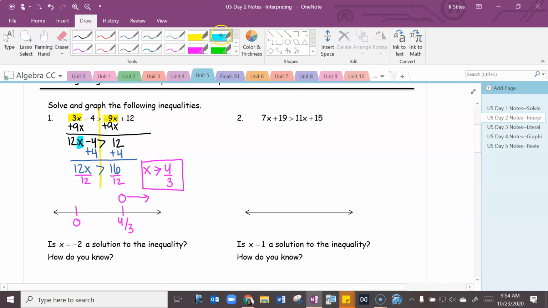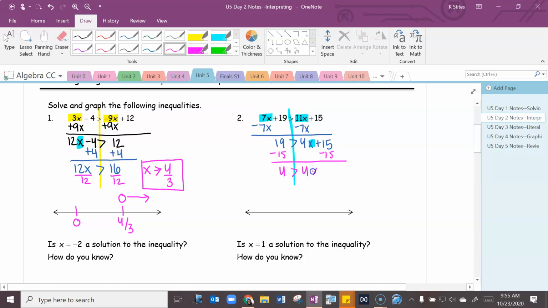All right, let's try another one. 11x and 7x. These variables are on two different sides, so now I need to move my smaller one, which is 7x. Since it's a positive, I will subtract it on both sides. 11x minus 7x is 4x. Bring down my plus 15. Okay, and then I'm trying to get x by itself, so I will subtract my 15 on both sides.